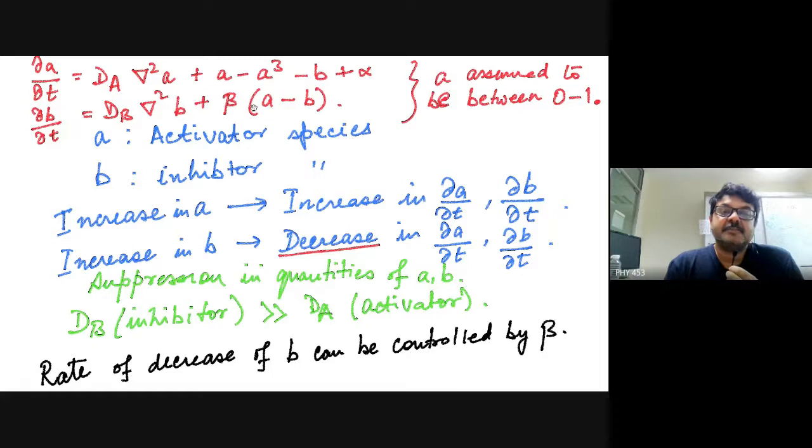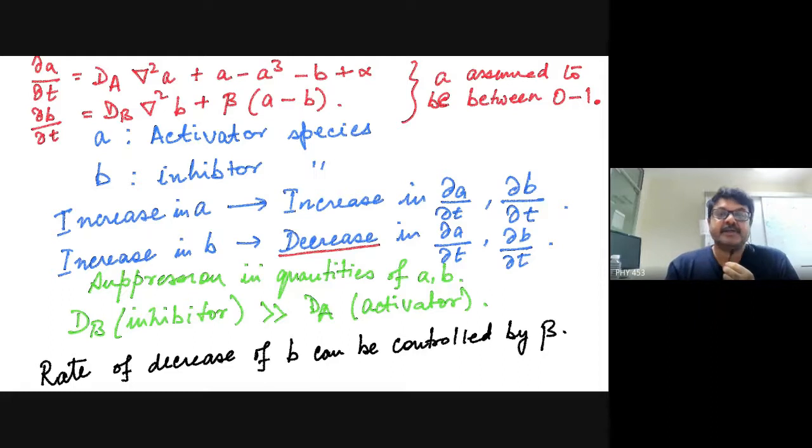And B is the inhibitor for both equations. So here also it appears with the sign minus B, of course, the product of beta minus B. And here also it comes with a negative sign. So that an increase in B is going to decrease both del A del T and del B del T. So the rate of change of del A del T and del B del T is going to be negative. So it's going to decrease the values of A and B.